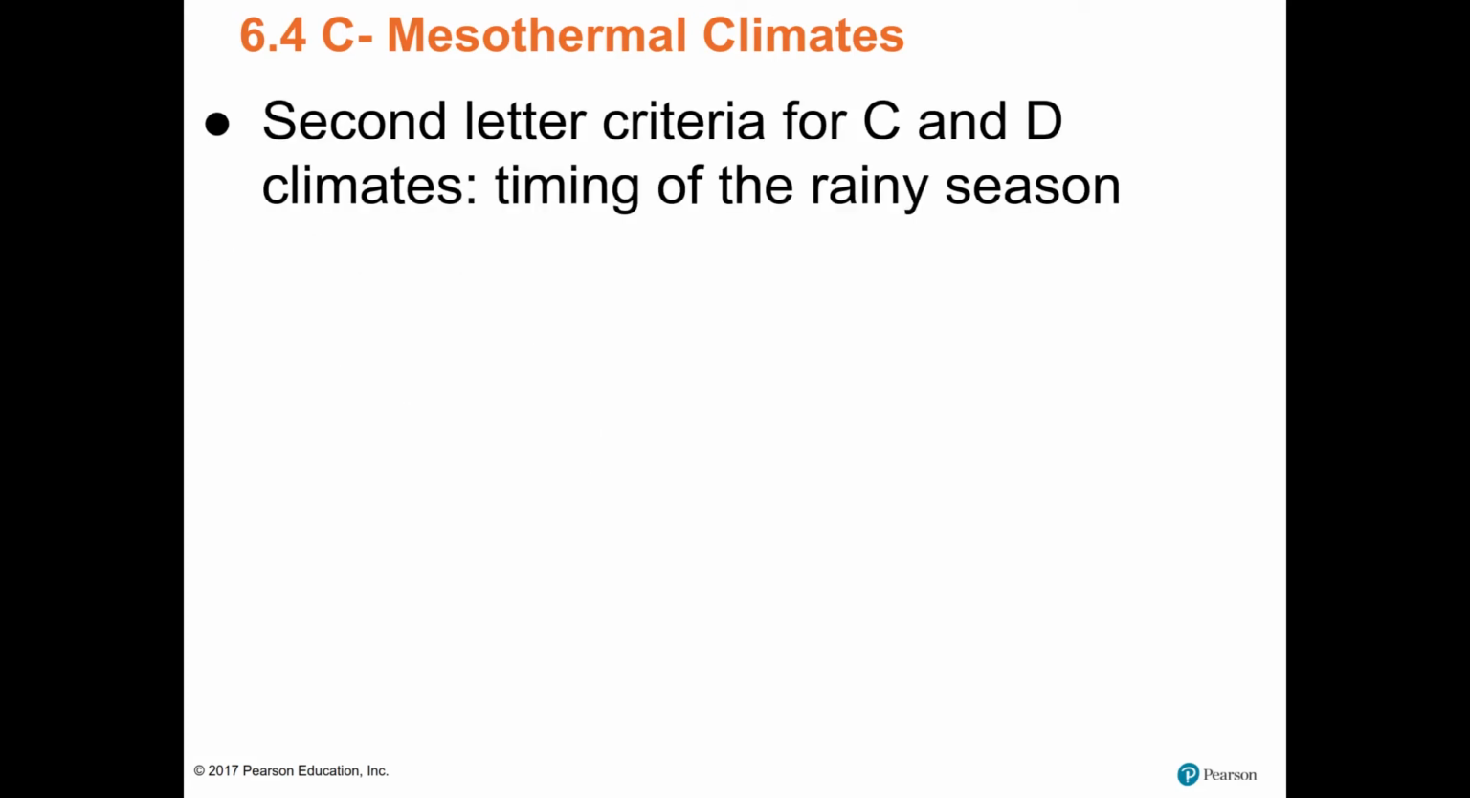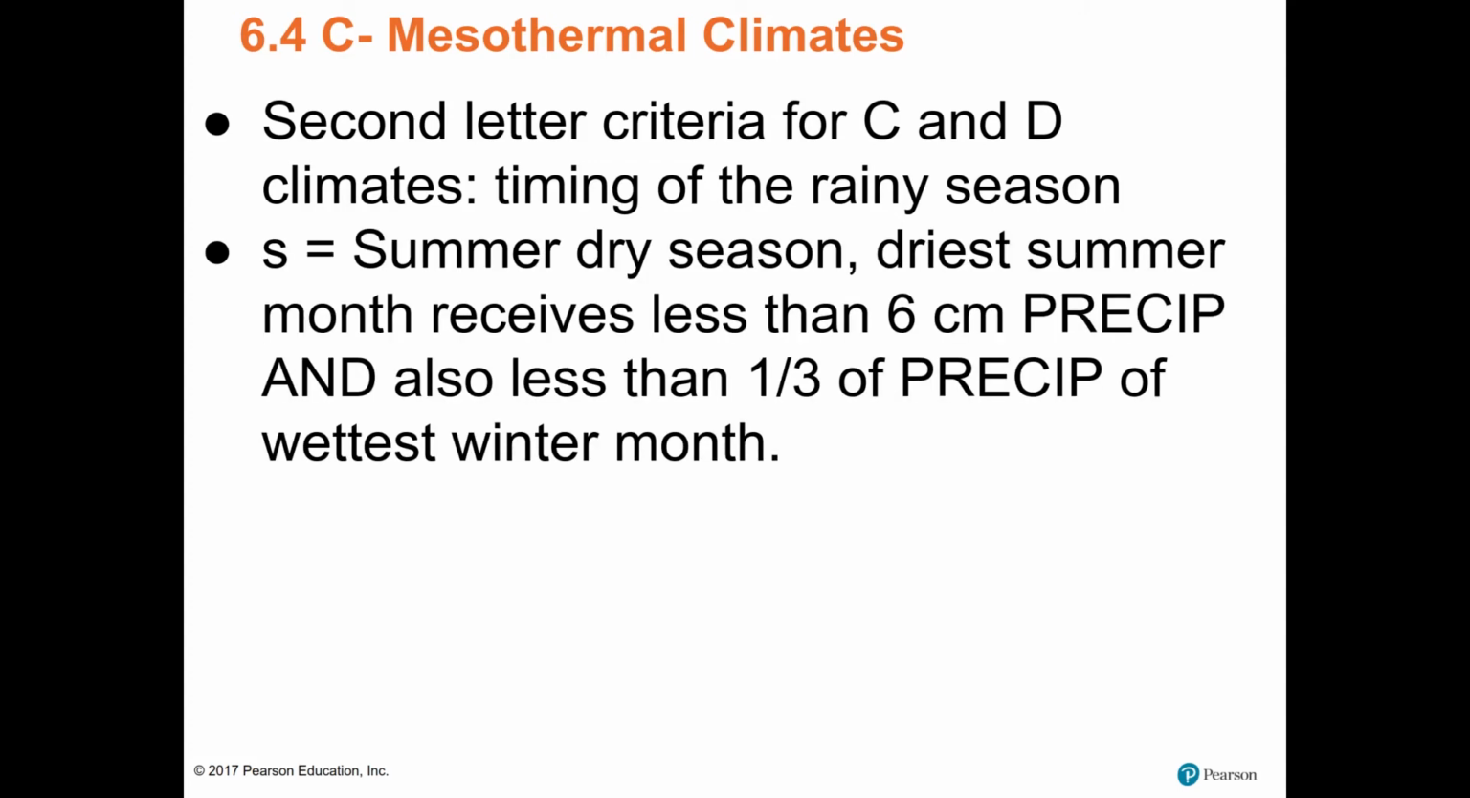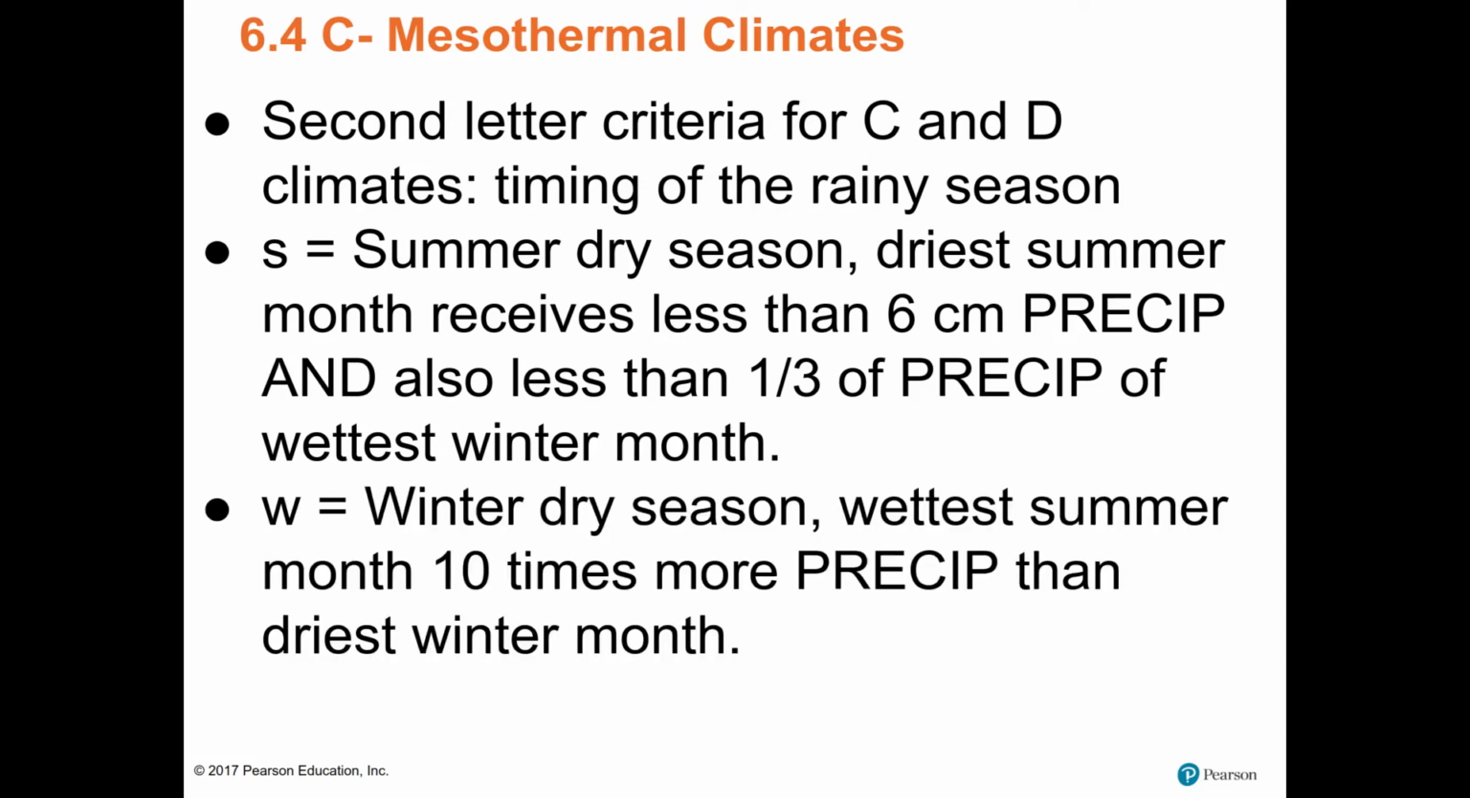For the C and the D climates, the second letter tells you the timing of the rainy season. The first thing you need to check is, is it a summer dry climate? Does the driest summer month receive less than 6 centimeters PRECIP? And also, is that driest summer month less than 1/3 of the PRECIP of the wettest month? If it meets both criteria, then it's a CS something. Or I suppose it could be a DS climate, because the second letter for the C's and D's are the same for the most part.